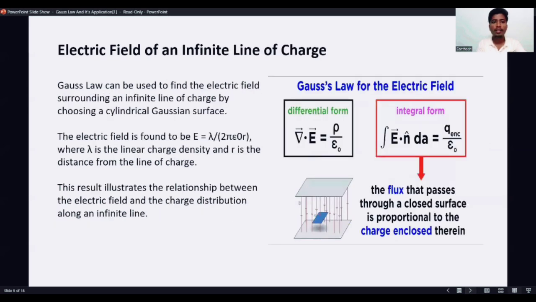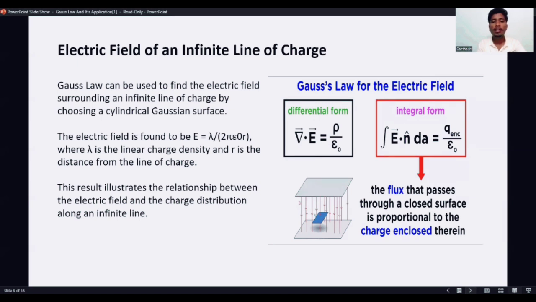And then the electric field of an infinite line charge. Gauss law can be used to find the electric field surrounding an infinite line charge by choosing a cylindrical Gaussian surface, where the electric field is found to be E equals lambda divided by 2 pi epsilon naught r, where lambda is the linear charge density and r is the distance from the line of charge.